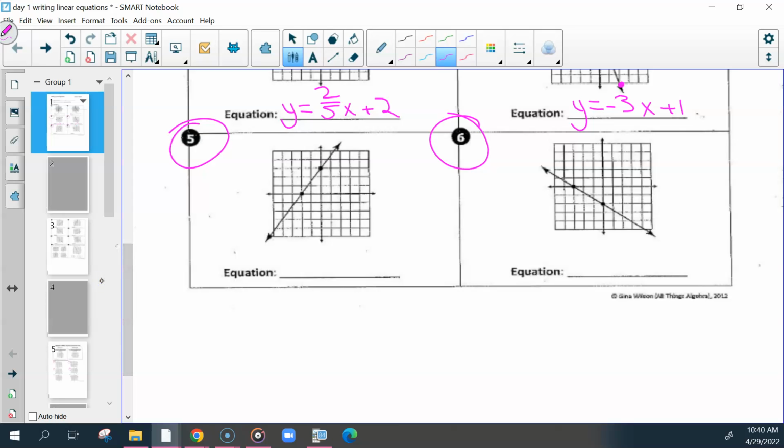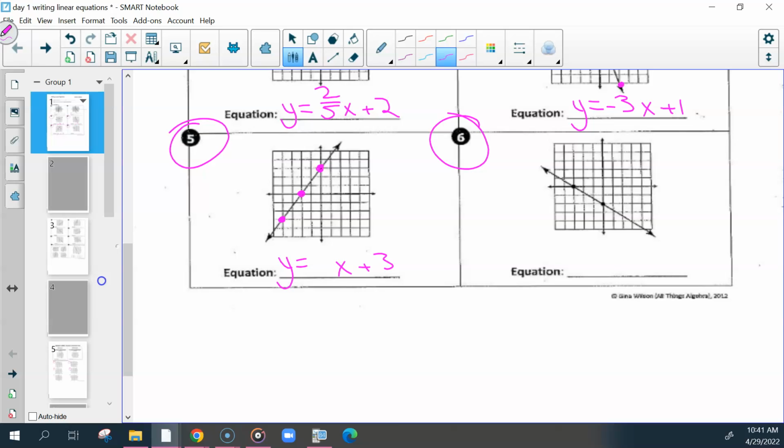Number 5, what is our y-intercept? Positive 3. So I'm going to start our equation, y equals, leave a space, x plus 3. And find another point that goes through the grid lines exactly. There is a point drawn, but this point would also work.